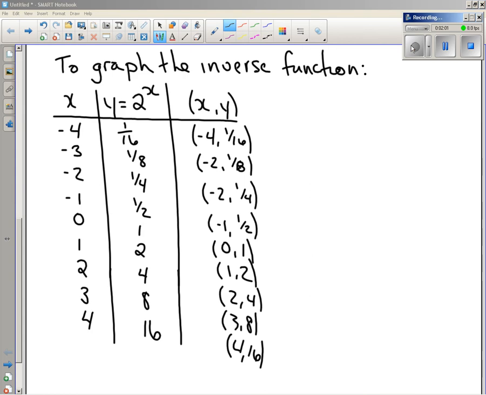Okay, so we'll start an example, and we're just going to create a table of values for the exponential 2 to the power x. So we're going to have our x values go from -4 to 4. We can fill out our table in our middle column just by plugging in, and we're going to get a series of points that's going to correspond to our graph for 2 to the power x.